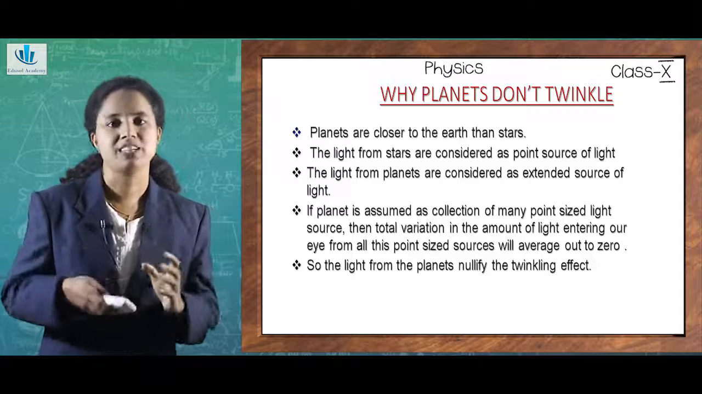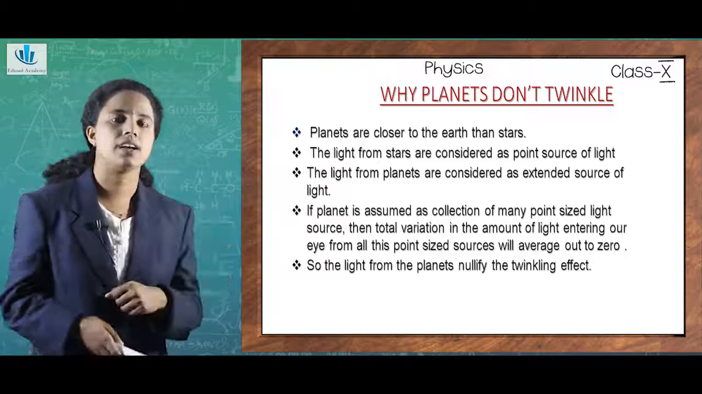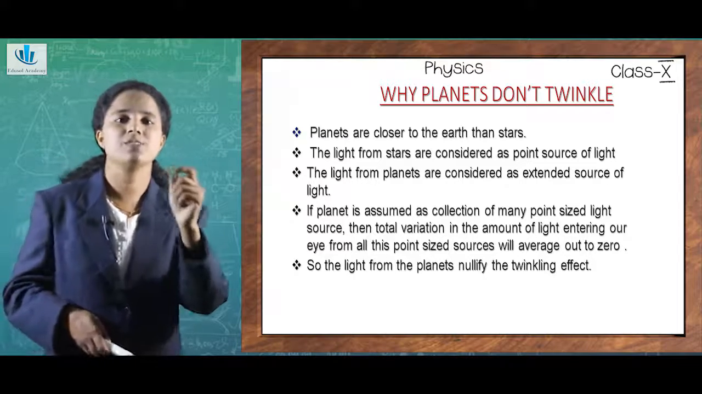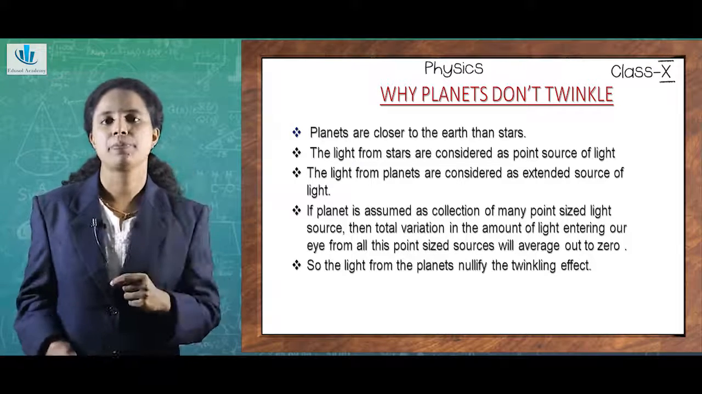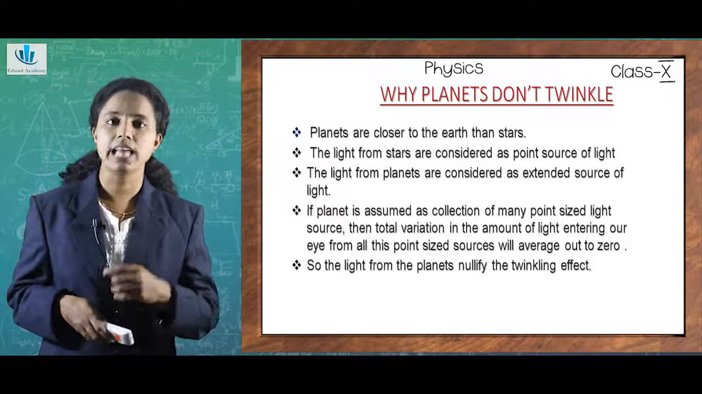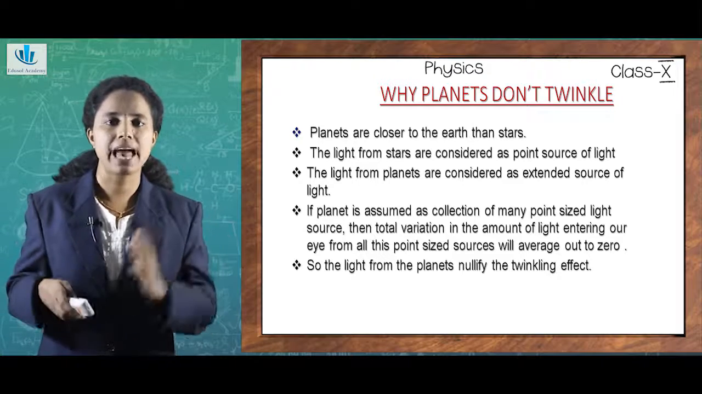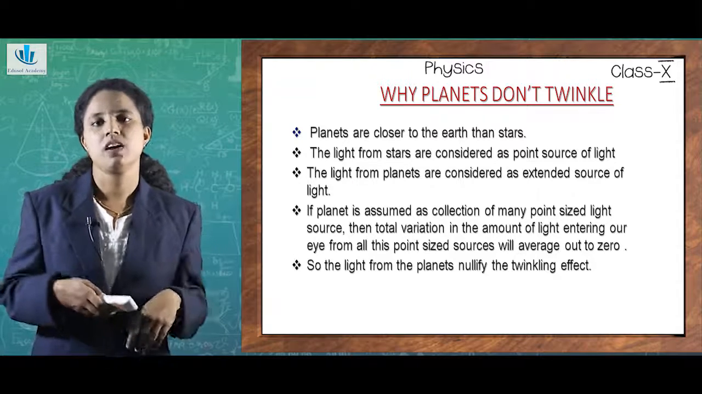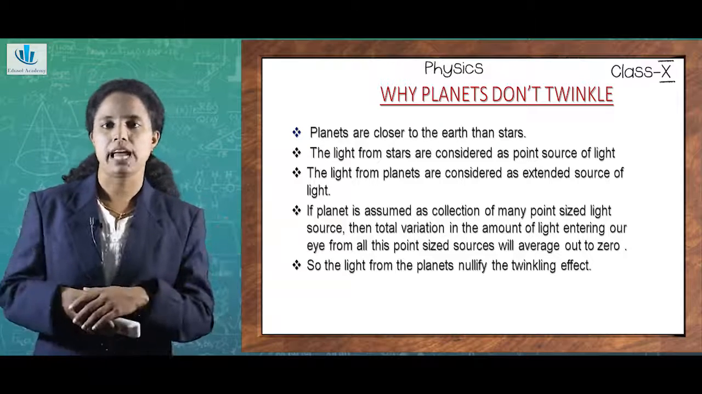compared to our Earth. We know that planets are closer to Earth than the stars. The light from the stars is always considered as a point source of light. That is, they appear to be a single point source. But what about planets? The light from planets is considered as an extended source of light. So there is a difference when we consider the planets as well as stars. The planets are considered as extended sources. What about stars? Stars are considered as point sources of light.